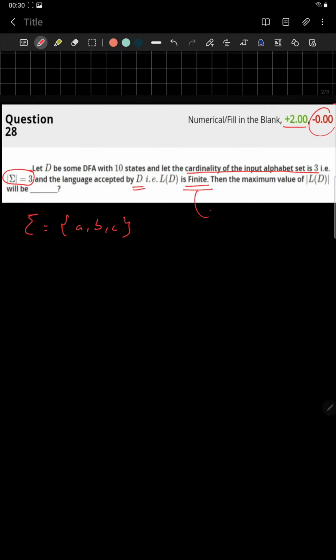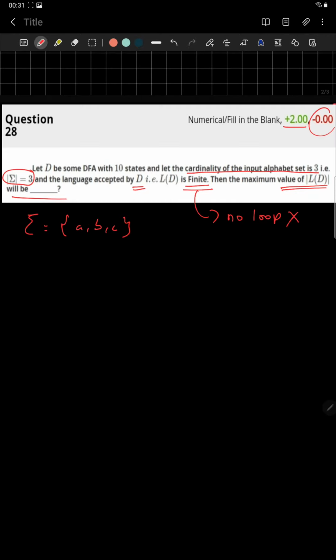Okay, finite language means no loop in the DFA. Then the maximum value of the cardinality of the language, that is, the maximum number of strings in the language we have to find. This is an integer type question.